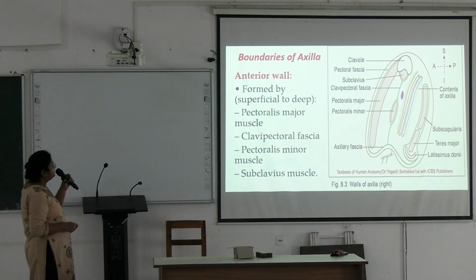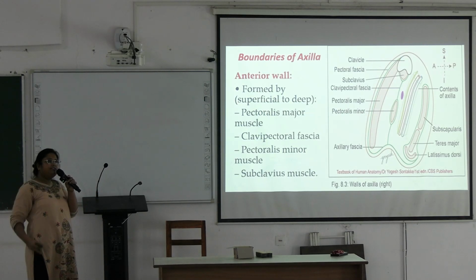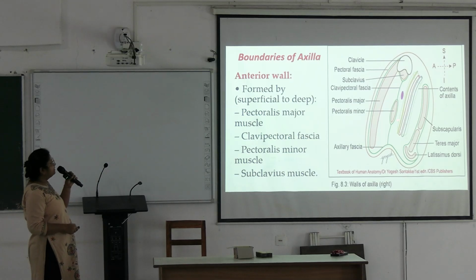Next we are going to the anterior wall. This is a sagittal section through the axilla. You can see these structures are forming the anterior wall. Pectoralis, formed from superficial to deep: the pectoralis major muscle. This large muscle is the pectoralis major muscle.